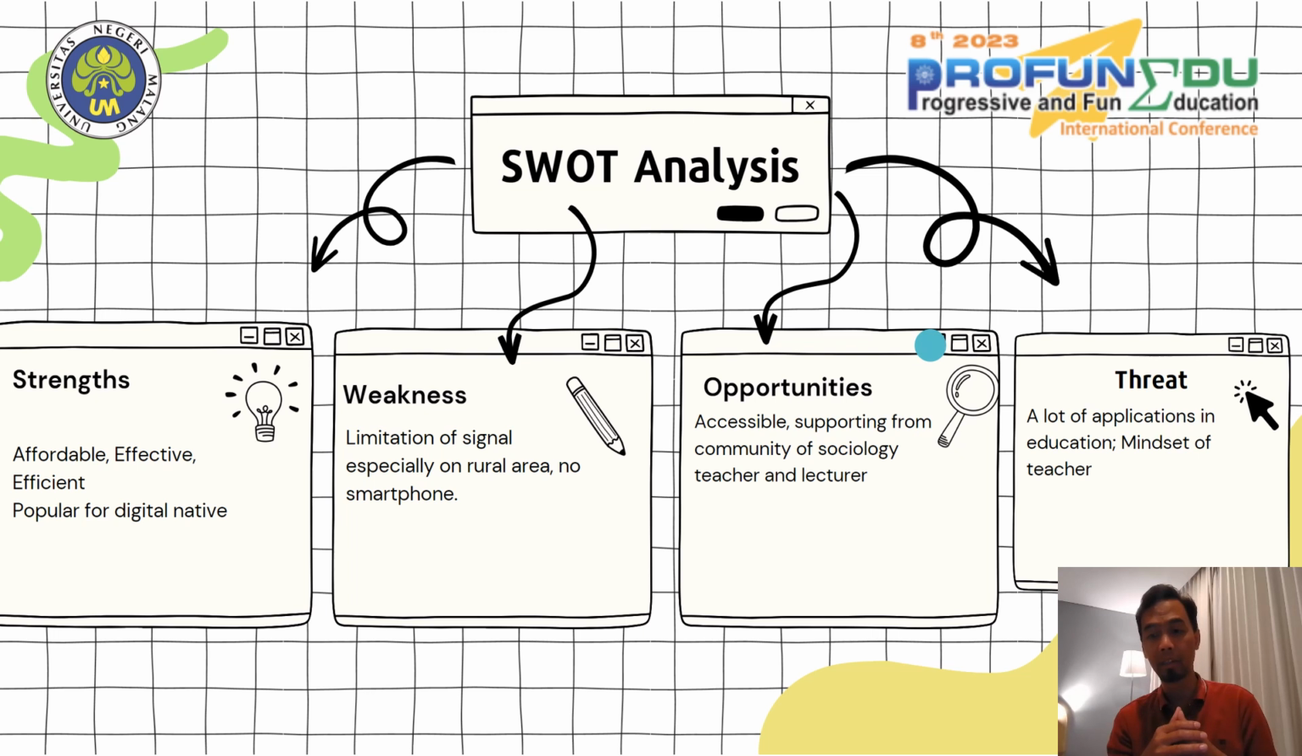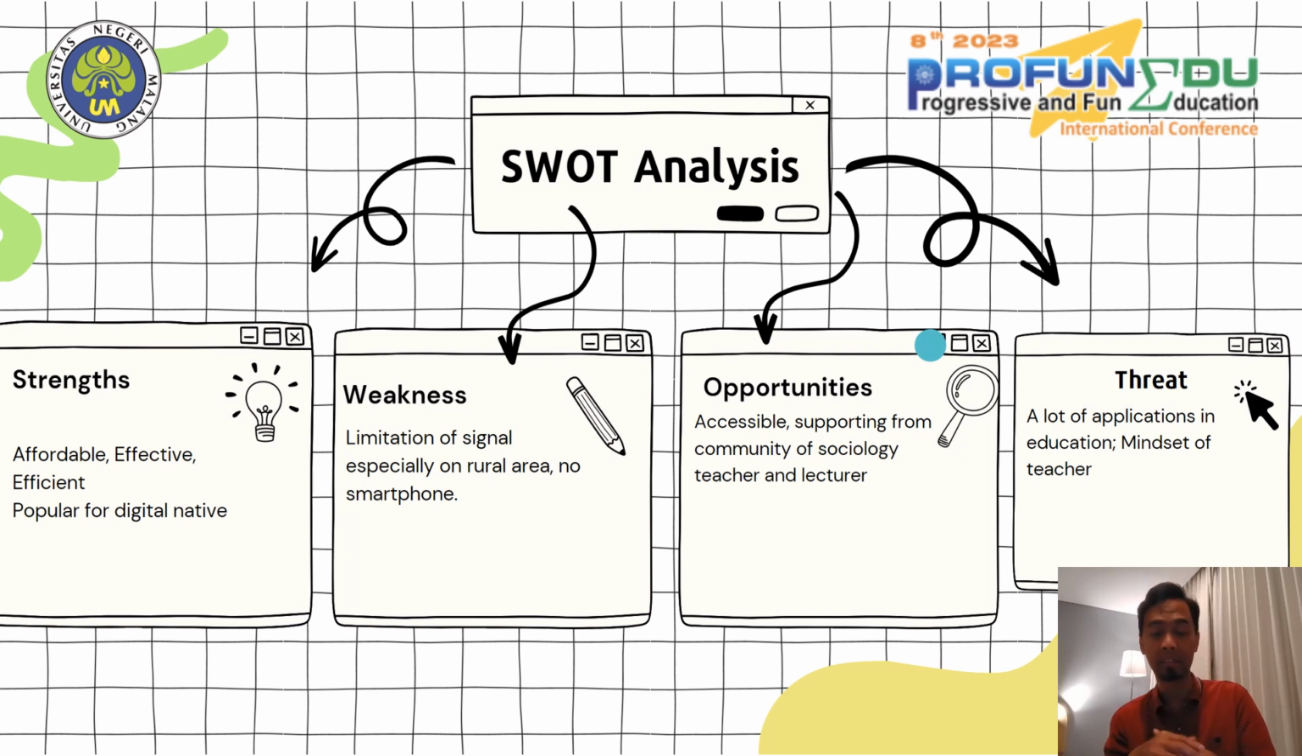But on the other hand, there is a weakness, especially for students who live in rural or suburban areas. I think the first is the limitation of signal, because as we know, when we use ICT, signal or Wi-Fi is an obligation. Limitation of signal, especially in rural areas, and then the other weakness is no smartphone. As we know, in rural areas, not every student has a smartphone for teaching and learning.